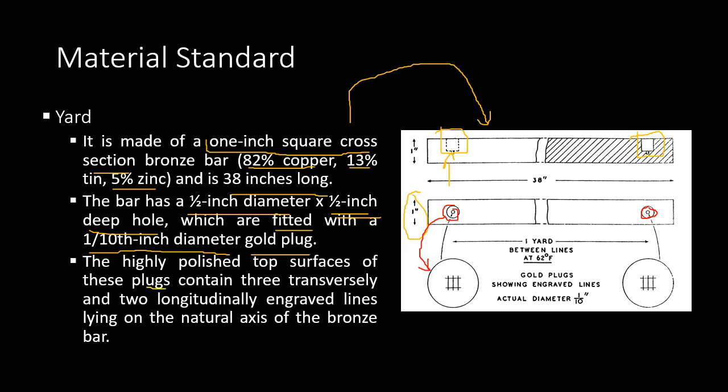These gold plugs lie on the neutral axis of the bar, because from the strength of materials we know that on the neutral axis there is no stress. That's why these gold plugs are placed on the neutral axis of this bar, on both sides. The distance between the middle line on the left end and the middle line on the right end is recognized as 1 yard. And this bar is kept at a temperature of 62 °F.